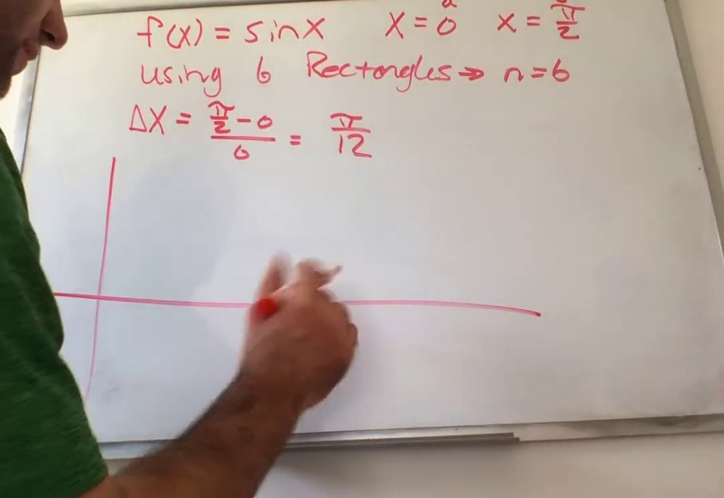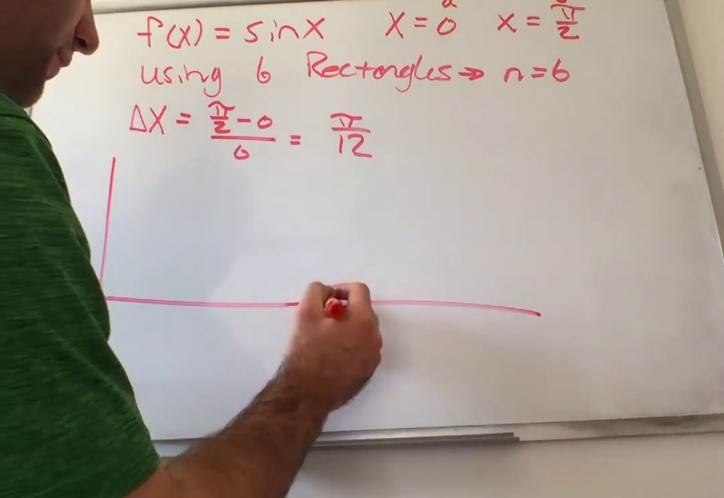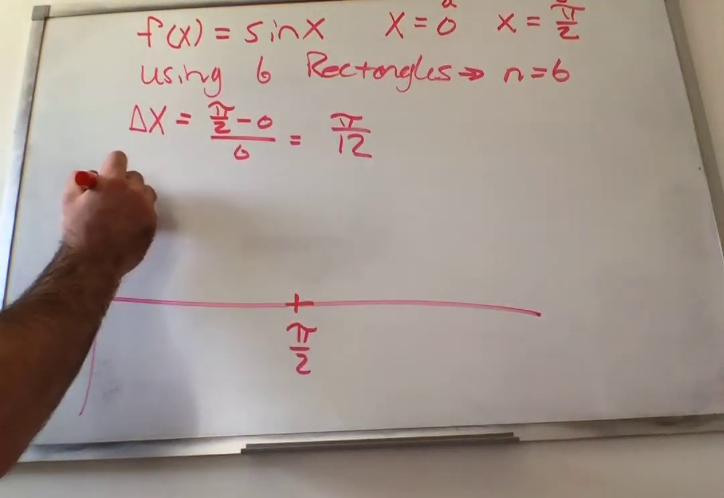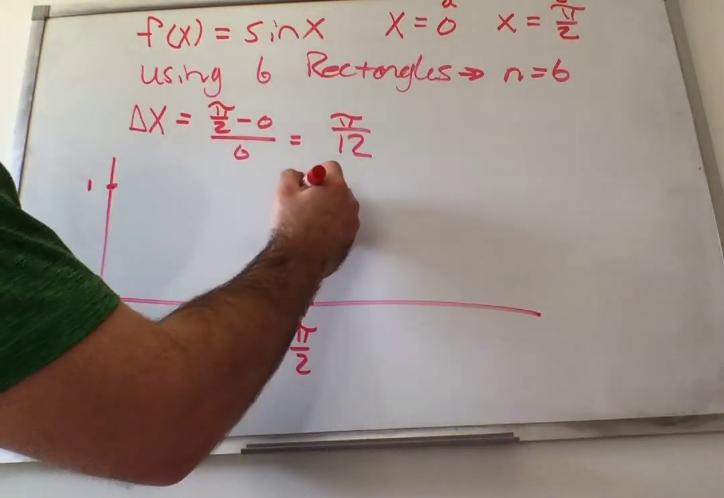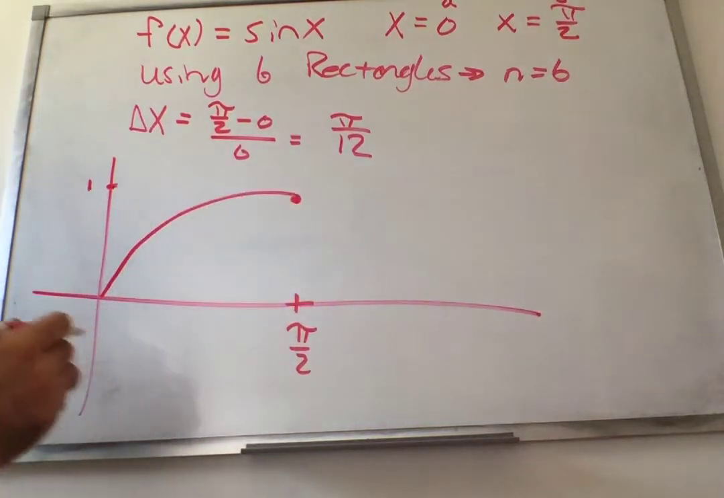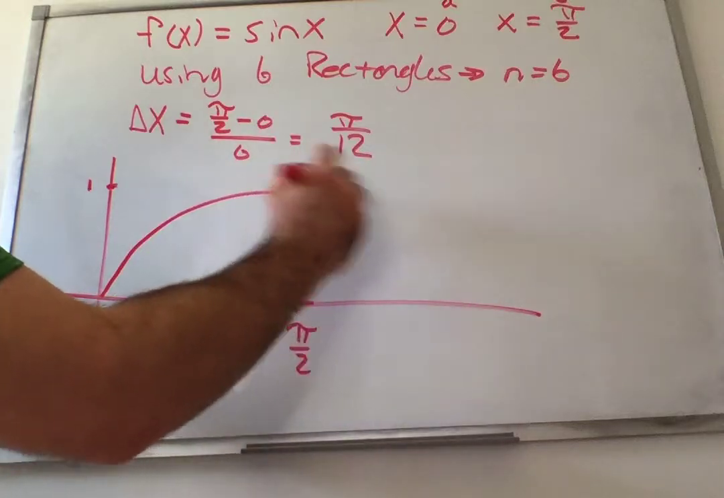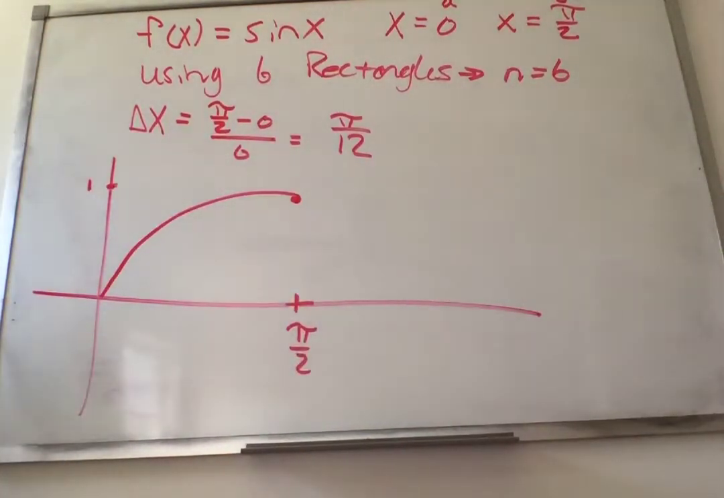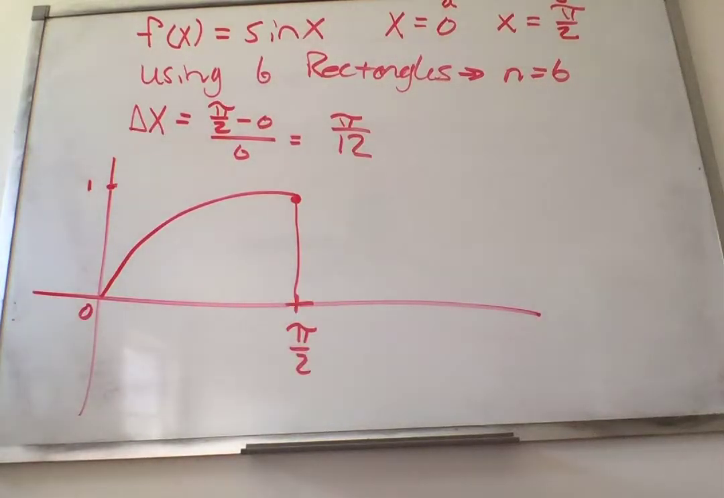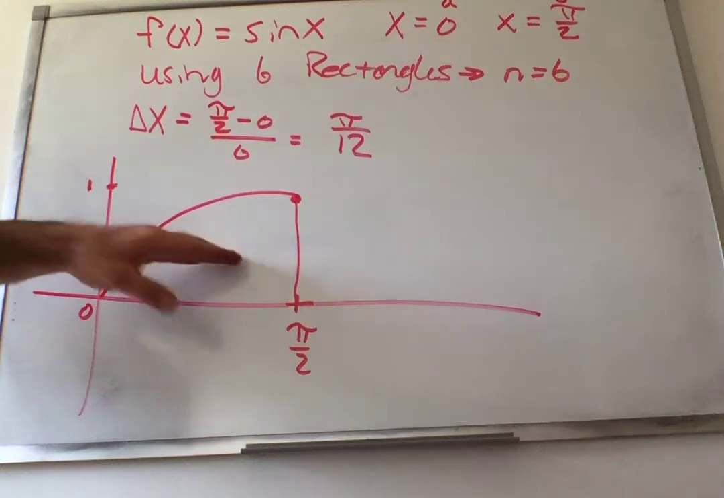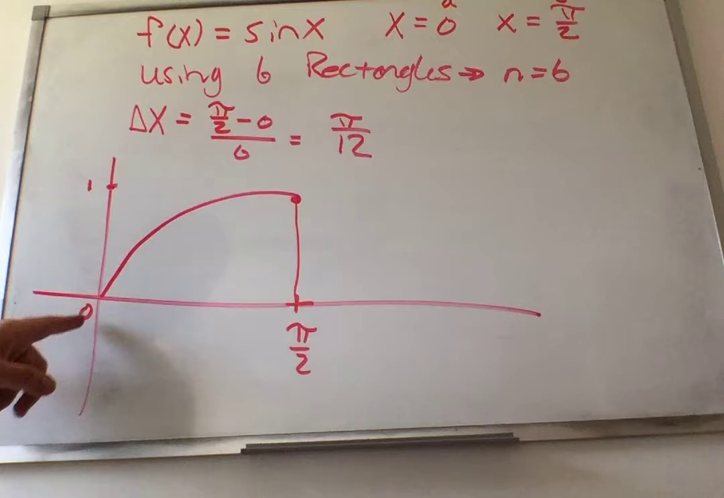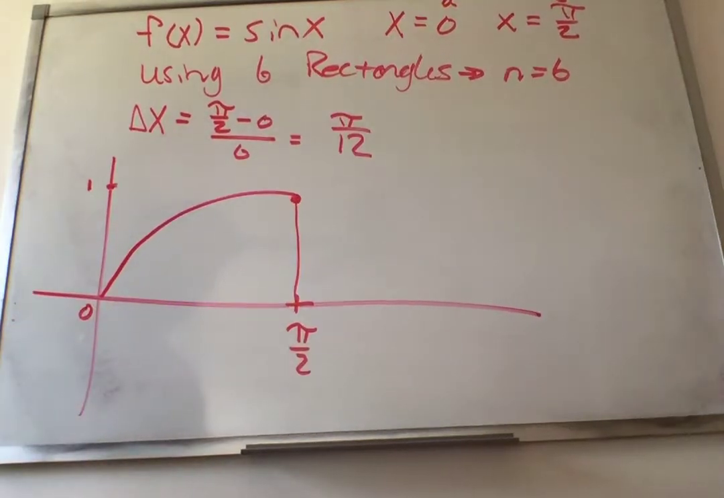So let's see. Yeah, that's good. So this is pi over 2. This is going to be 1. Goes like that. And then if you recall, it goes down and then it goes up again. So this is the area that we're trying to find right here. Okay? The area underneath the curve above the x-axis between the lower bound and the upper bound.